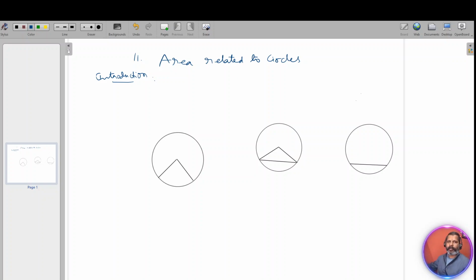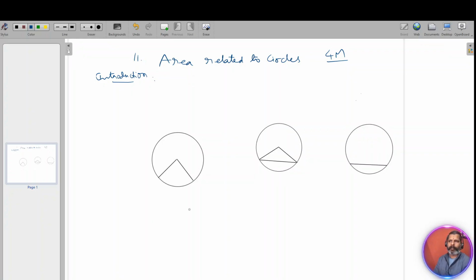Hello friends, in this class we'll see area related to circles introduction. What it says in this chapter is there are two formulas and there will be 4 marks question from this chapter. Very important and application type of problems will be asked in the exams.